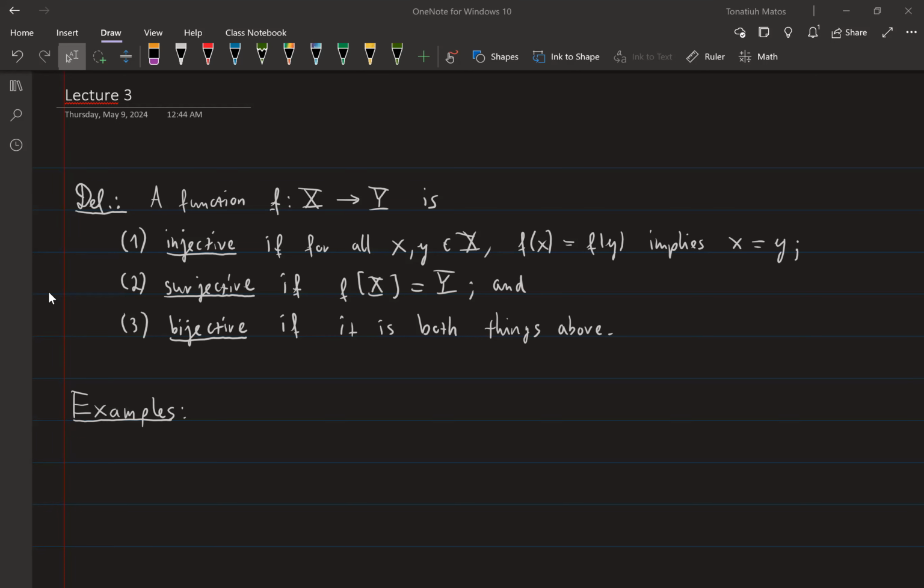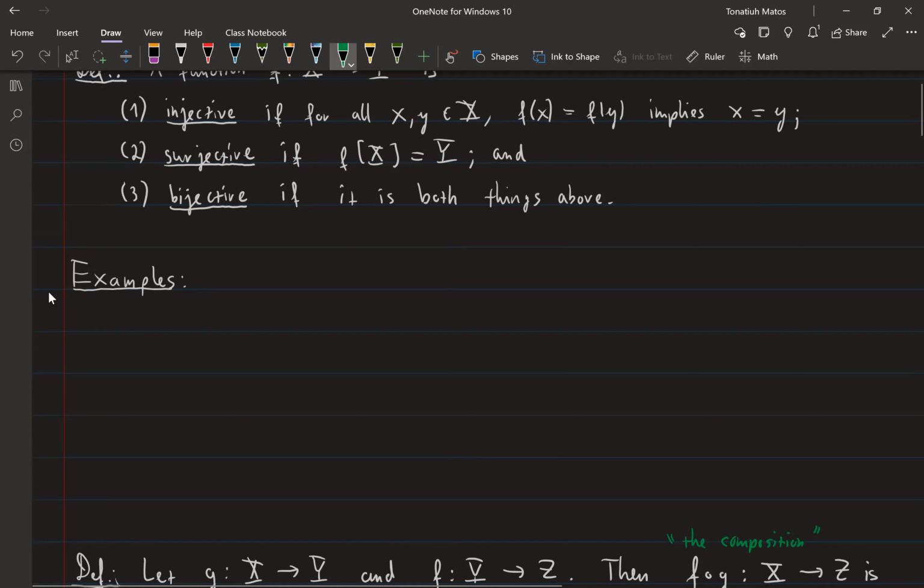Similarly, a function is surjective if its image on the entire domain is the entire codomain. So basically every element in Y gets covered by some element in X. We defined this notation last time, the image. And a function is bijective if it satisfies both things. So maybe let's use some abstract examples.